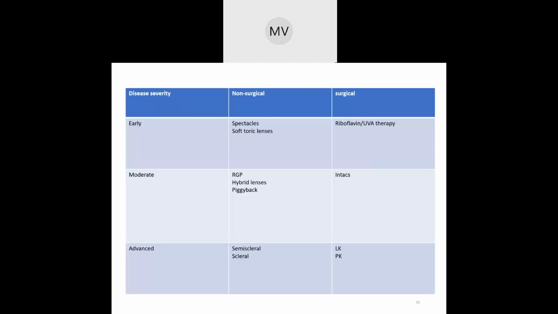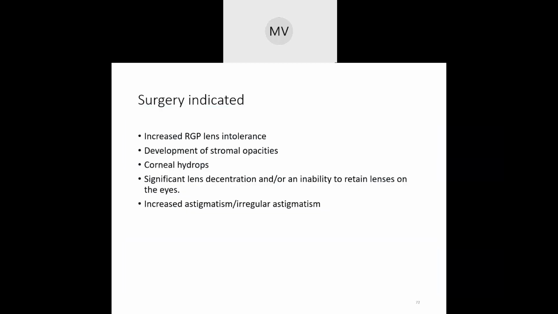So, a simple classification by disease severity. If it is early, non-surgical spectacle torics or contact lenses can be dispensed. In surgery, it will be riboflavin UVA therapy, which is C3R. If it is moderate, then we can prescribe RGP, hybrid lenses, piggyback lenses, and surgical optical correction, which will make the cornea a bit more regular and the patient will be able to see clearly. In advanced cases, semi-scleral or scleral lenses, and lamellar keratoplasty or penetrating keratoplasty can be done in surgery.